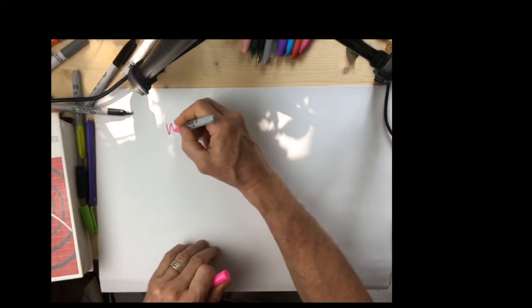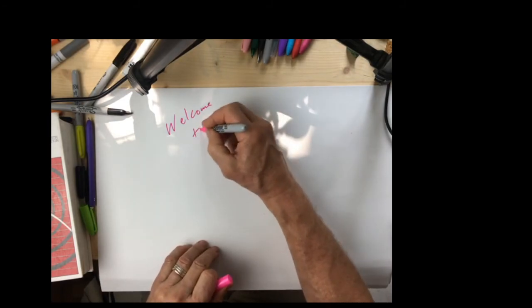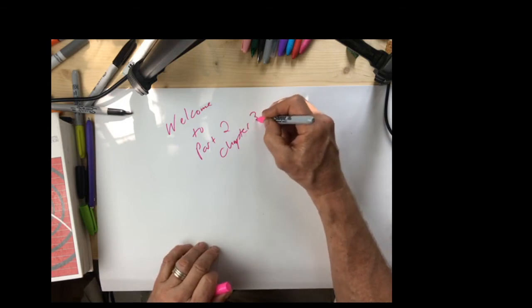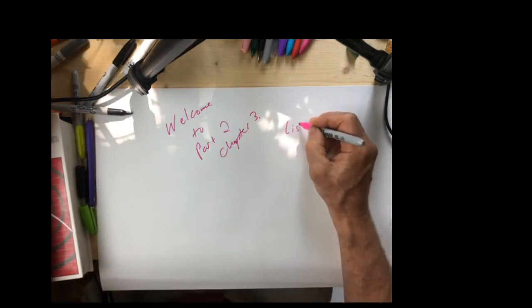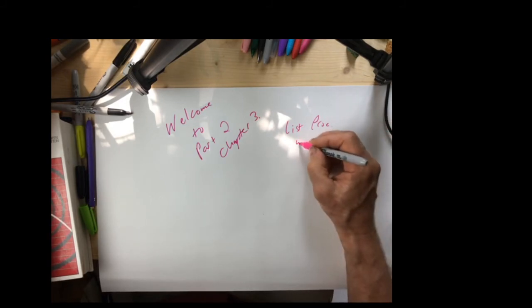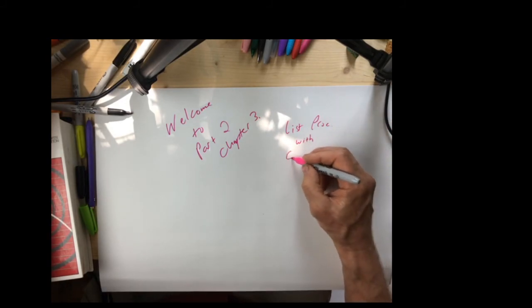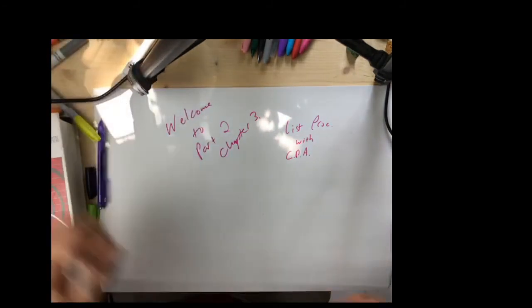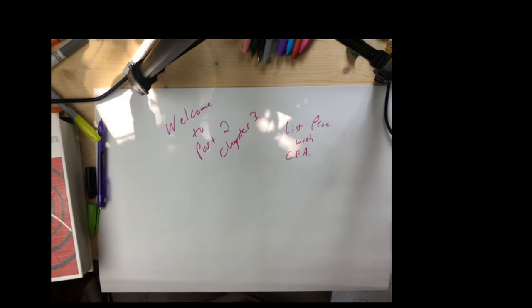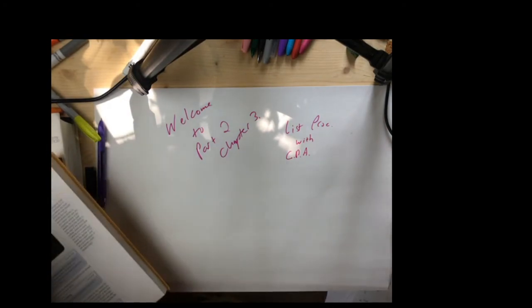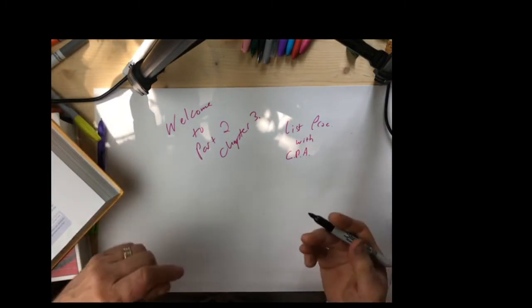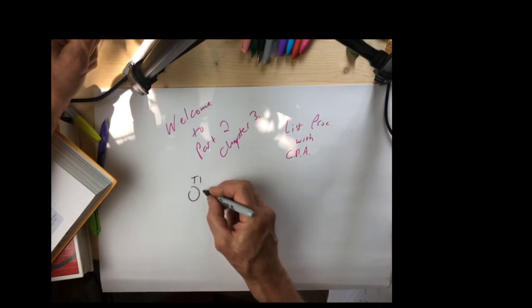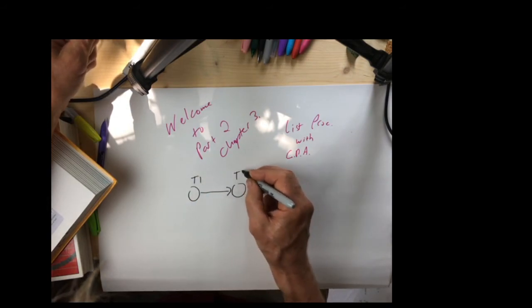Okay, guys, welcome to Part 2, Chapter 3, List Processing with CPA. We're going to learn how to do critical path analysis to create priority lists. But first off, I just want to do an example of how we would do a problem, go through each of the steps so that we can make sure that we're aware of it.